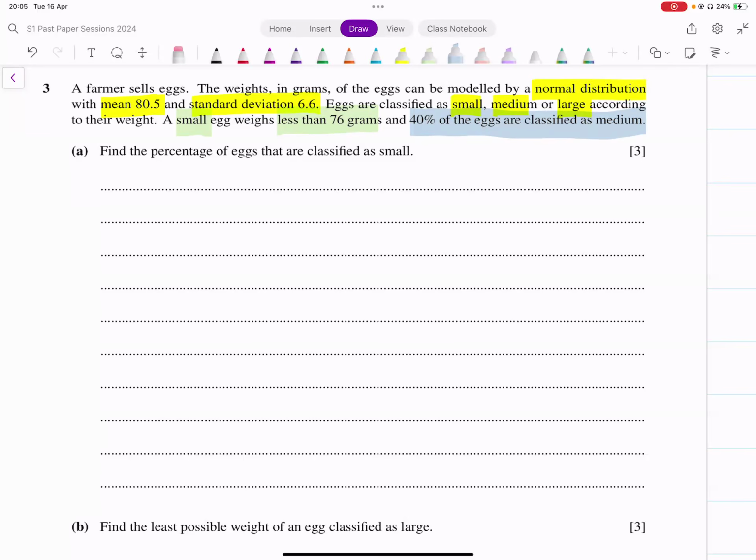Okay. Percentage of eggs that are classified as small. So basically, you can just find the probability of having a small egg, right? And then write that probability as a percentage. So you have a normal distribution with mean 80.5. You can write that here. Mean is 80.5. What's the standard deviation? The standard deviation is 6.6.